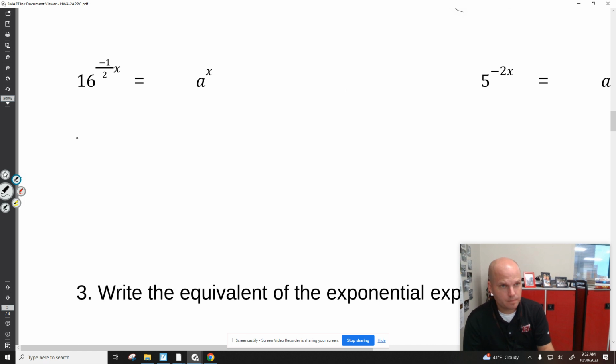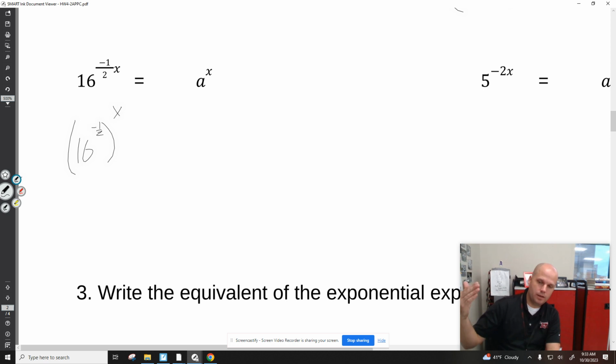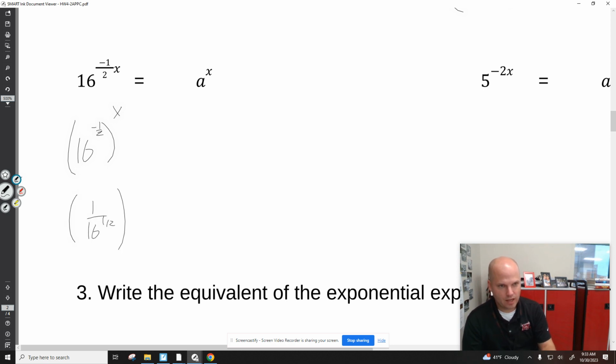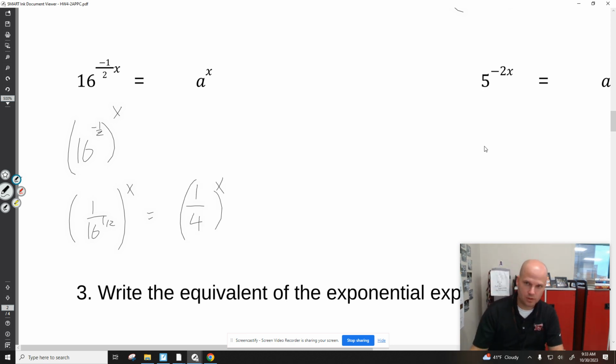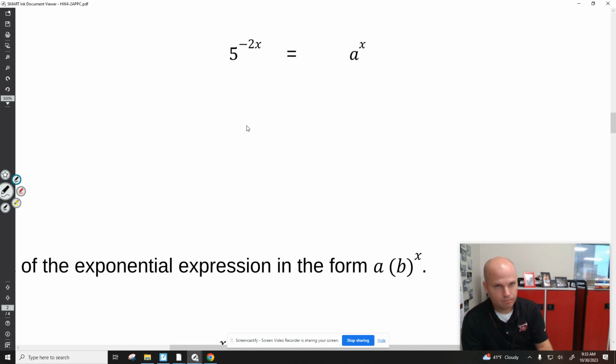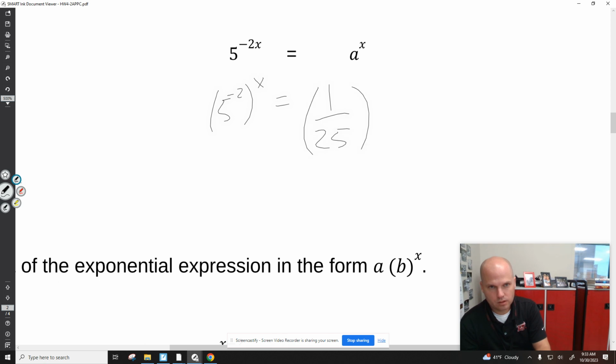Very similar here. I'd rewrite this as 16 to the negative 1/2 power to the x. Negative 1/2 power is like dividing instead of multiplying. So I'd have 1 over 16 to the positive 1/2. Square root of 16 is 4. I get 1/4 to the x. It's really just like the previous problems in the other way around, except for this one. 5 to the negative 2nd to the x is 1 over 25 to the x.